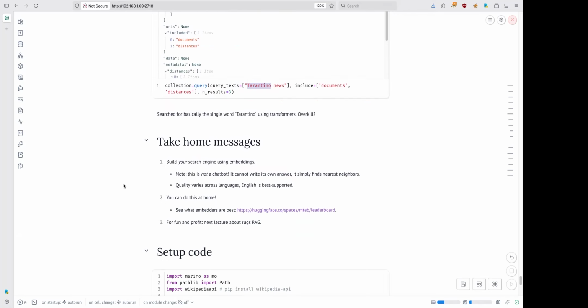Okay, this brings us to the end of today's lecture. Today, we saw that you can build your own search engine using embeddings, transformers, and tokenization. First, you tokenize your text, compute embeddings using a transformer, and use vector search to actually perform the task. We note here that this is not actually a chatbot. It doesn't talk back, doesn't respond, it doesn't generate its own text, can't write its own answer. It just finds the nearest neighbors in the vector space.